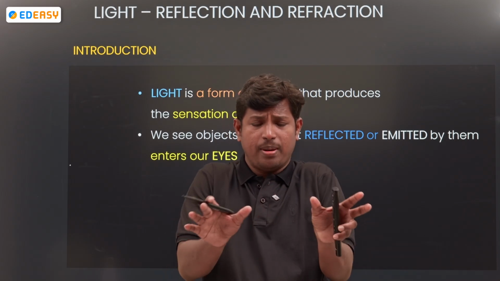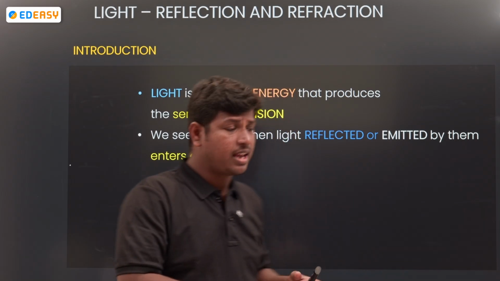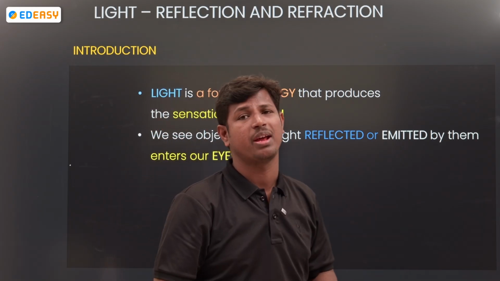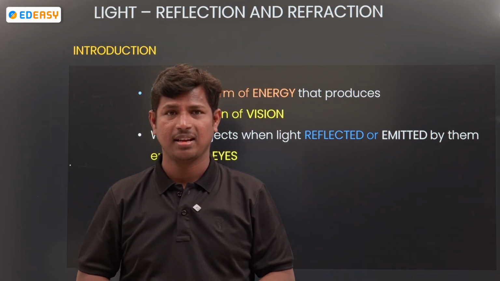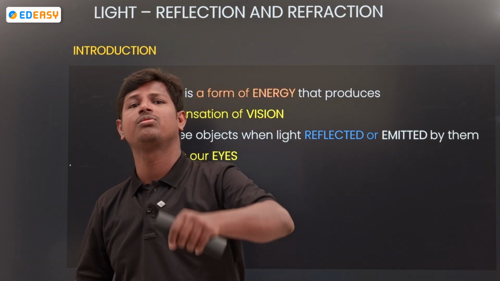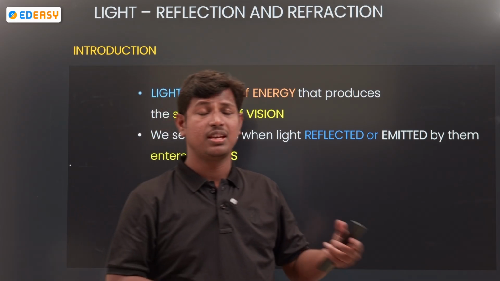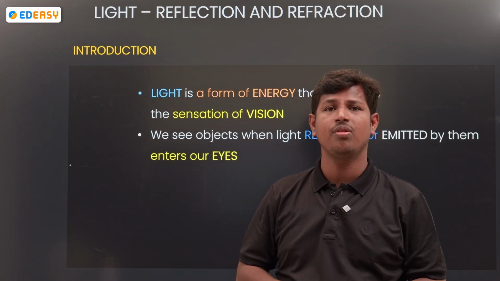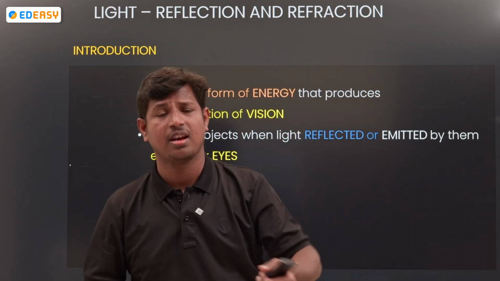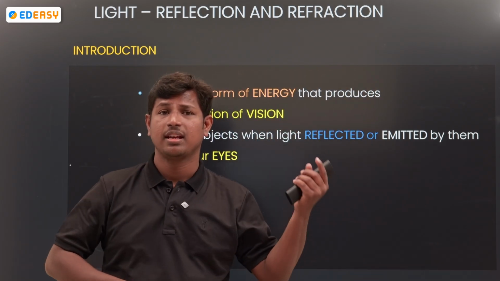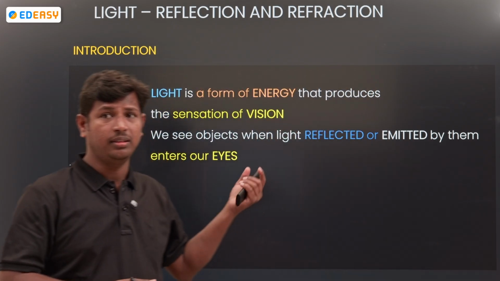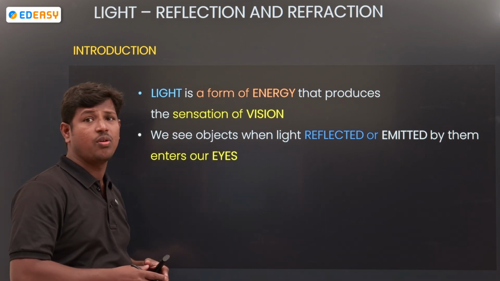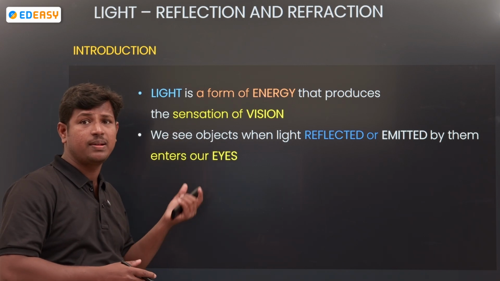For example, without light, can I move there? It's not possible. Maybe I would fall down a number of times without light. So light helps us to identify things and the objects present around us. We see the objects and we can see things. And what is the next topic here? Reflection of light.